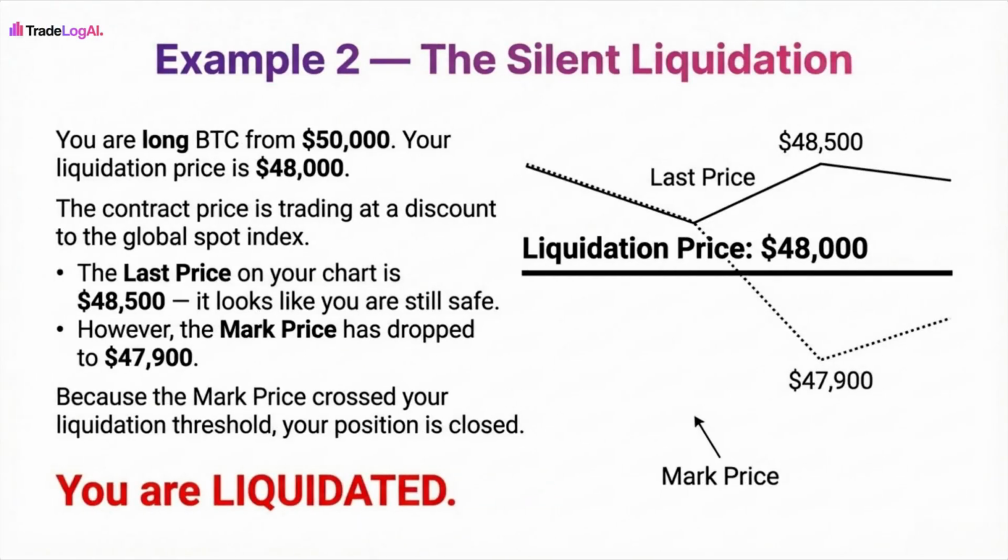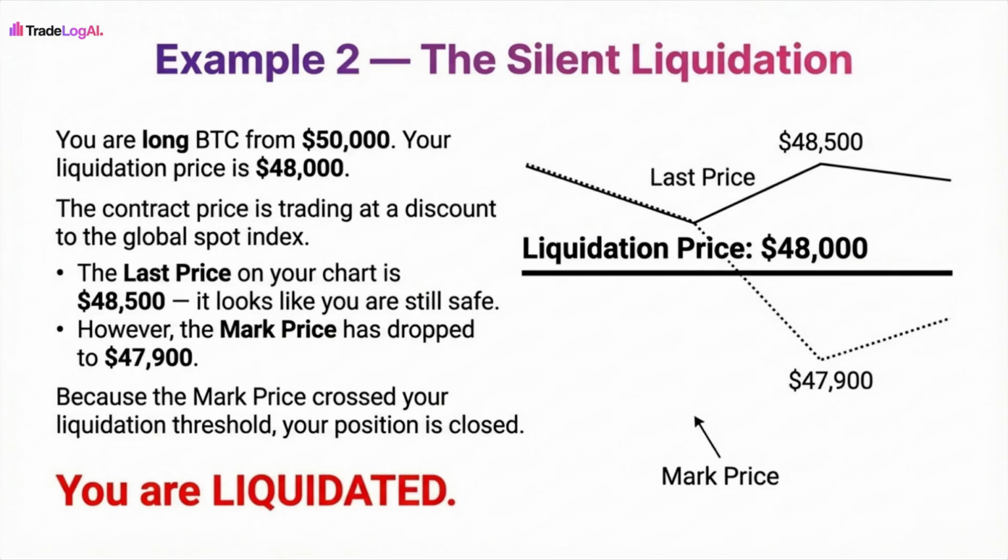Now, example 2. This is the silent liquidation scenario. You're long BTC from $50,000, and your liquidation price is $48,000. The key detail? The contract on your exchange is trading at a discount compared to the global spot index, so the two prices drift apart. On your chart, the last price is $48,500, so it looks like you're still safe above liquidation.